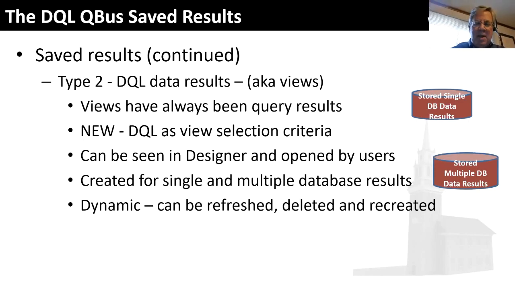Okay, type 2, aka views. This is a discussion, again, I said I was going to talk about views. Here's the beginning of that discussion. Views have always been query results. They have been that way because you run a set of formula language to select documents. You're saying, I'm writing this query, I want to save the results. Of course, you can also control the presentation, what you're actually showing, so computed columns are part of that as well. So they've always been that way. Nothing new here, as I say. This is an existing facility. But what is new is that DQL can be used as view selection criteria.